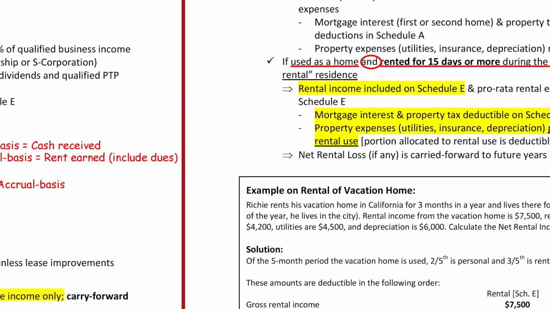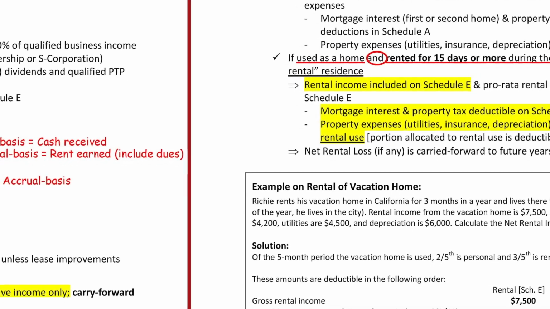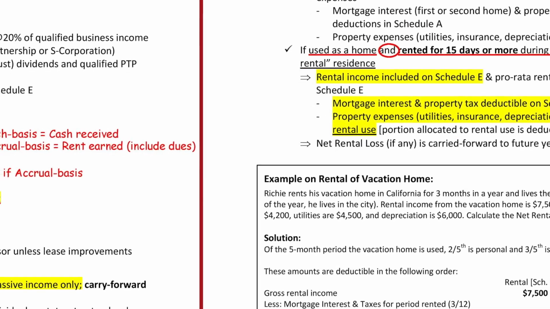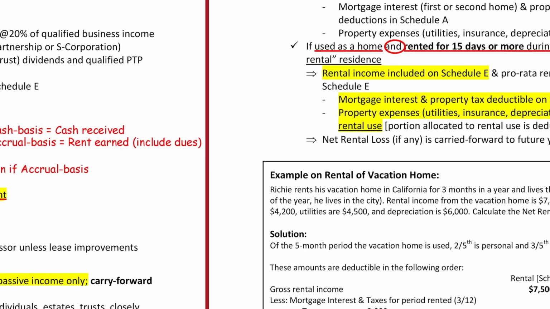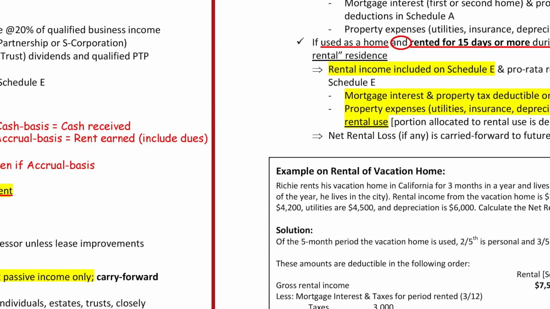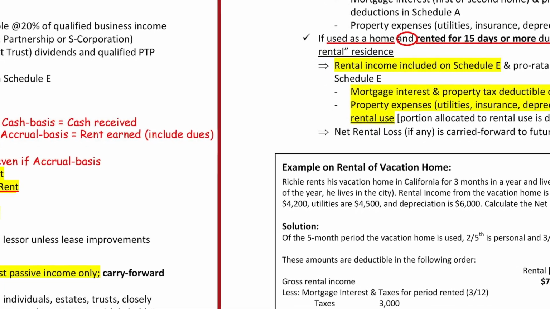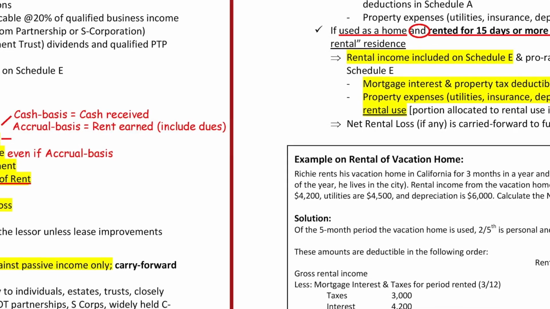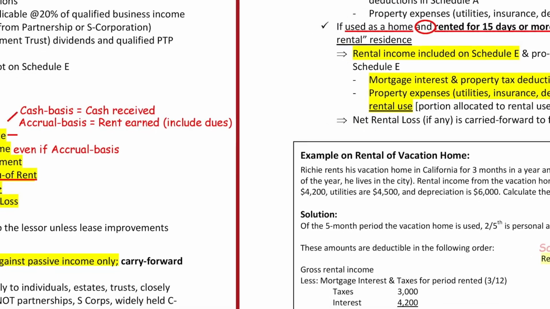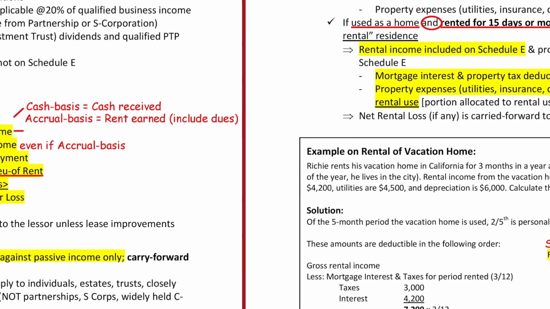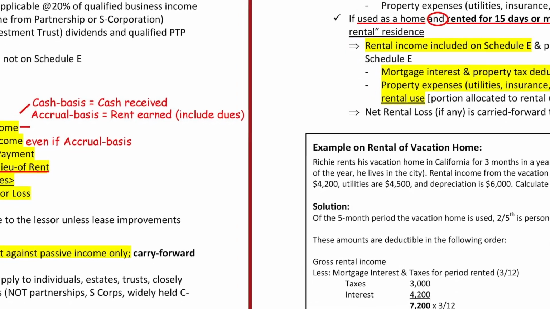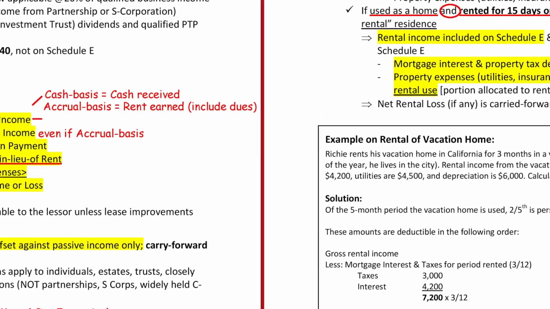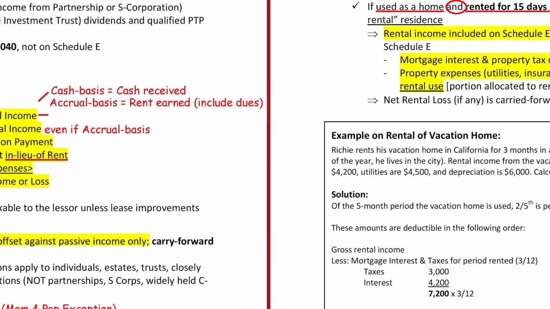So of the 5-month period, the vacation home is used 2/5 for personal use and 3/5 for rental use. Of course, for the remaining 7 months, it seems the vacation home remains vacant. Now let's look at the rental income on Schedule E. The rental income for the months that the vacation home is let out is $7,500.